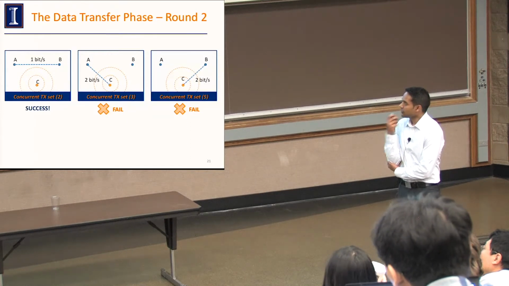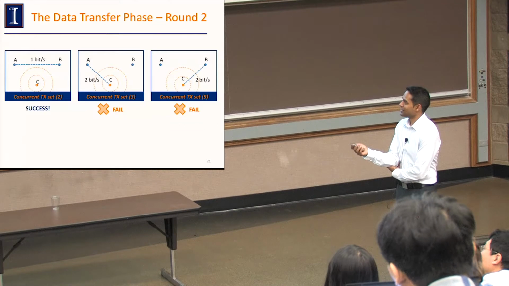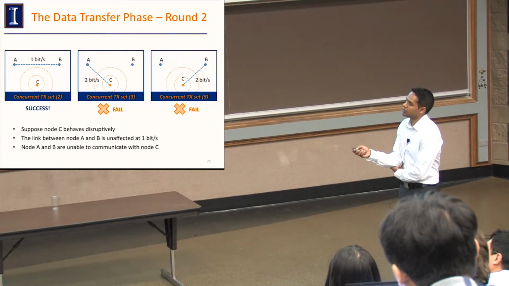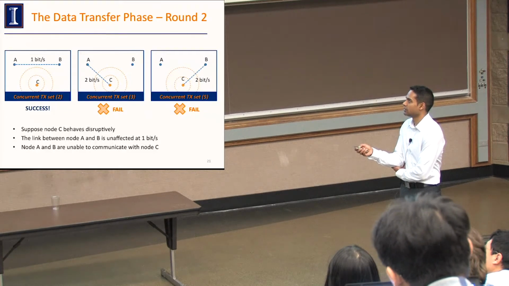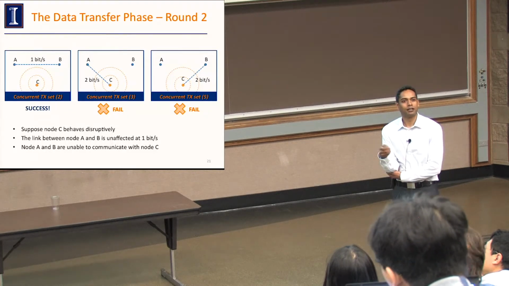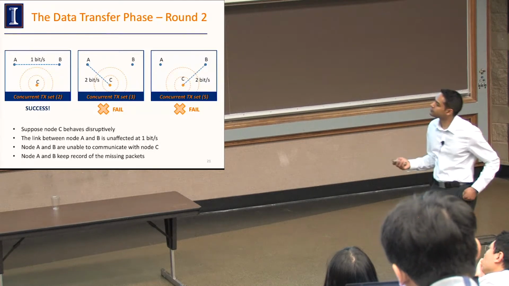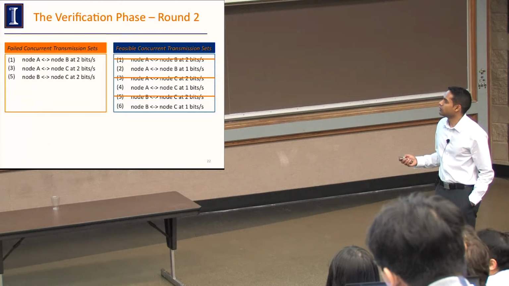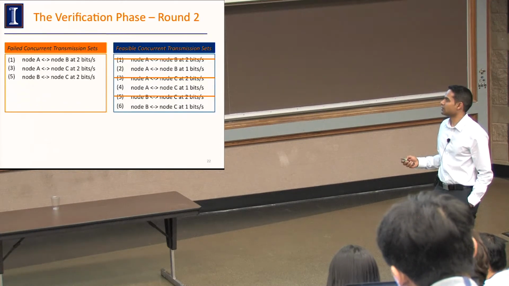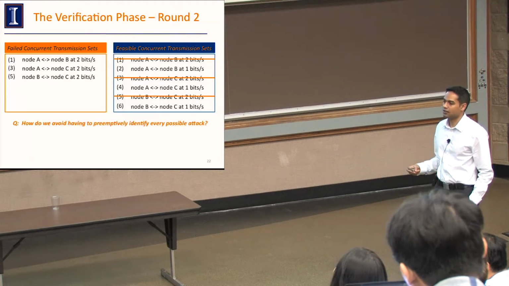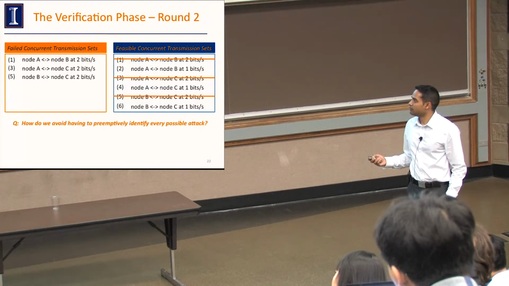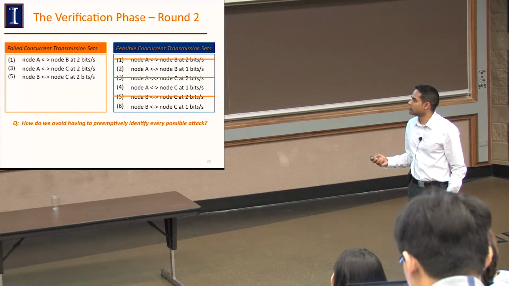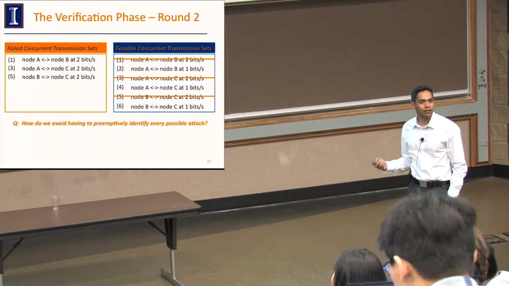So we go through the data transfer phase again. And so here, node C continues to jam while node A and B try to communicate. But since they're communicating at 1 bit per second, the packets are successfully received. But then node C decides not to cooperate with either of these concurrent transmission sets, and they fail. So basically, packets that are intended to travel from node A to C or C to A, they don't arrive.